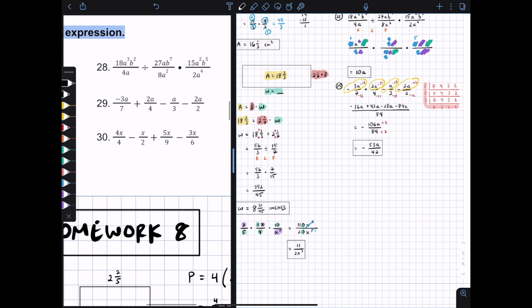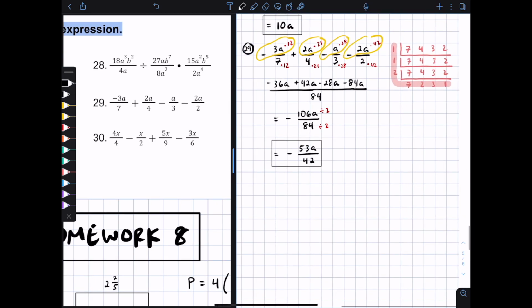And one final problem. Let's go ahead and try number 30 here. We have 4x over 4 minus x over 2. And by the way, for these, I know there's more than one way to do them. So if you did them a different way and still got the right answer, wonderful. Okay, all power to you. Plus 3x over 6.